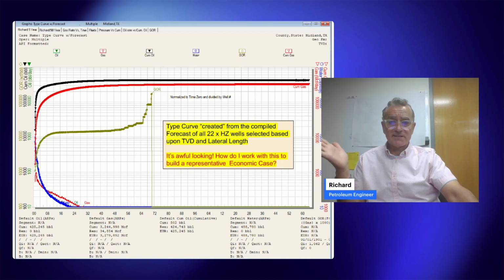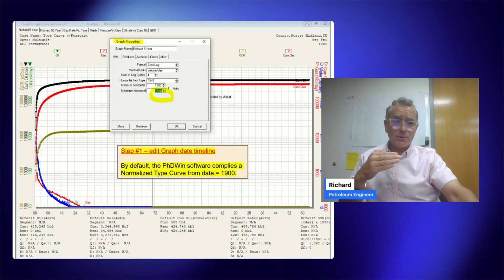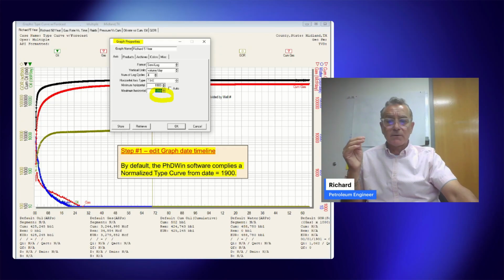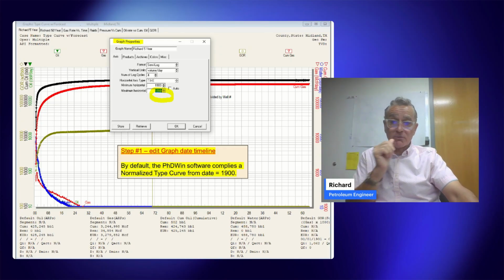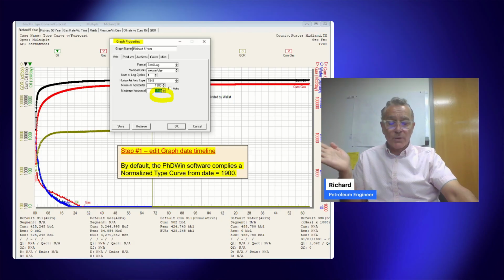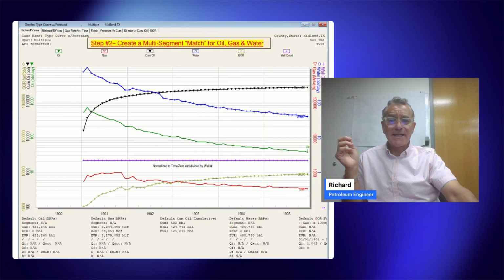So now what do you have to do to fix it? This is the point of going through step by step, identifying what needs to be done. You have to edit the graph timeline. By default, PHDwin version 2 defaults it to a year normalized at year 1900, so you have to edit it. Now I've edited it, and you can see it starts here in 1901, and you can see the type curve.